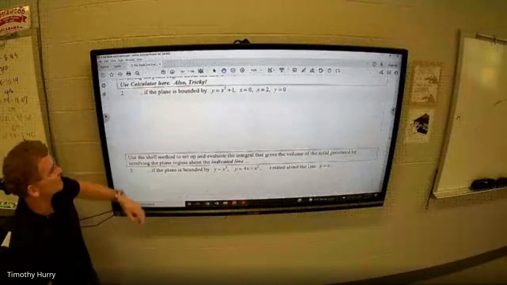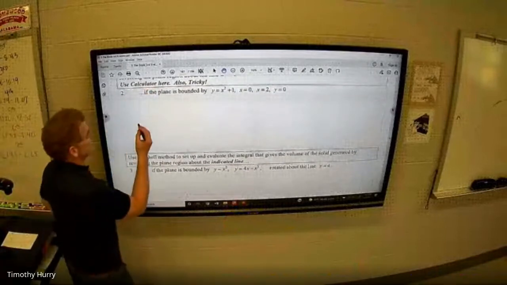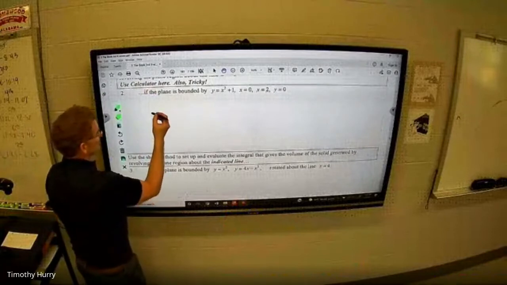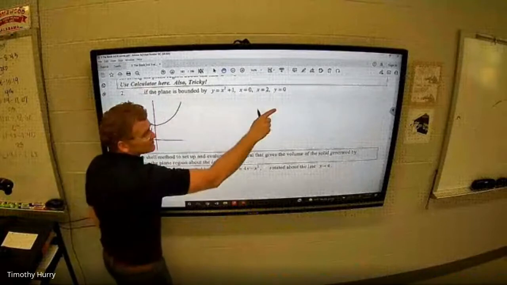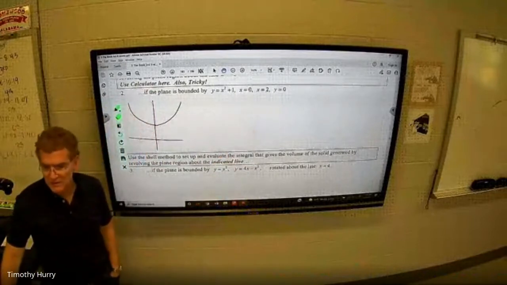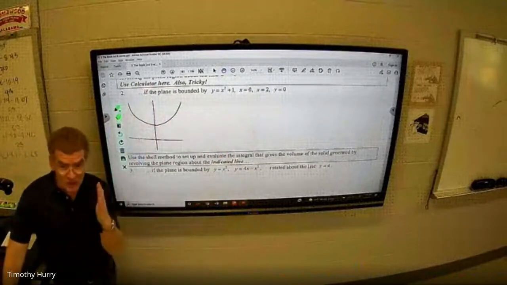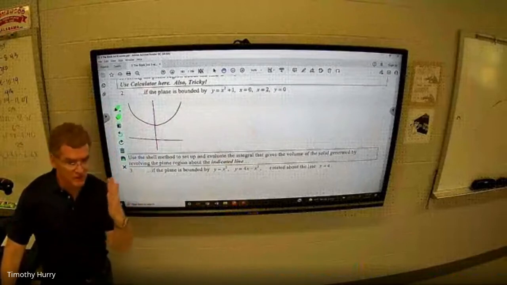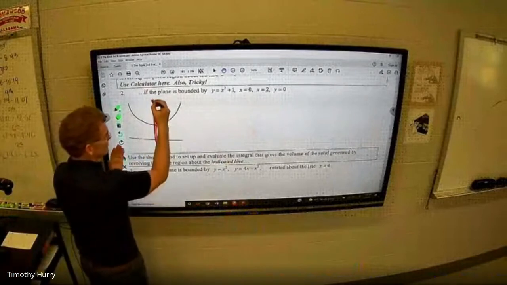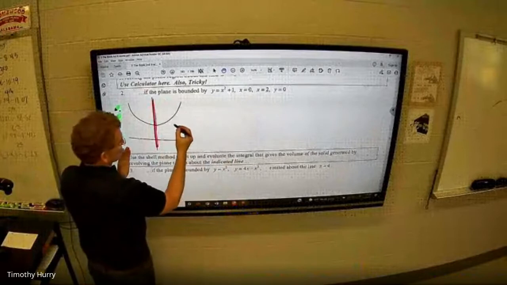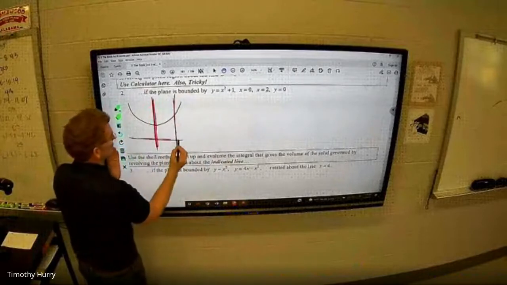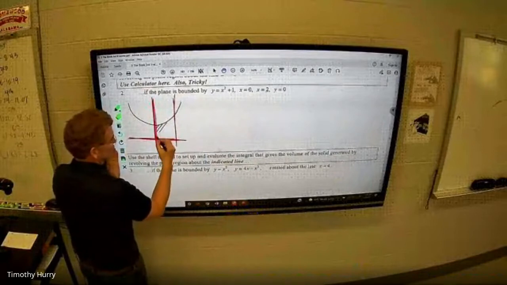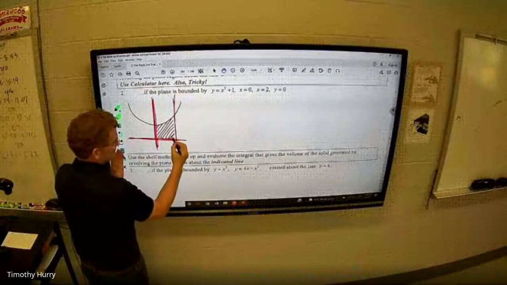We need somebody to plug this on our calculator, but here's my picture. I've got an x squared plus 1, which is going to look something like that. I've got x equals 0. What is x equals 0? It's the vertical line, right? Not the x-axis. It's the vertical line. So that goes right here. I also have x equal 2. We'll call that right here. And I have y equals 0. We'll call that right here. So here is my shaded region that I'm using.